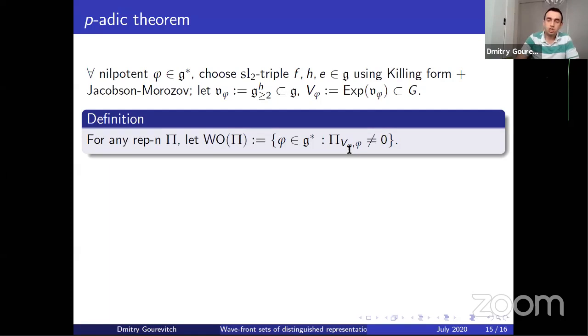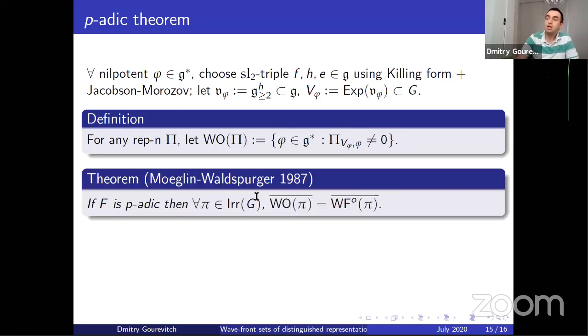So co-invariance vanishing means that there exists a V phi invariant function. It's equivalent, by dualizing, to the space of co-invariance. And Mœglin and Waldspurger actually proved that the closure of the set equals the closure of the wavefront set for irreducible representations.